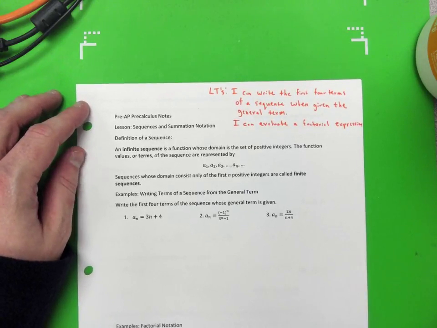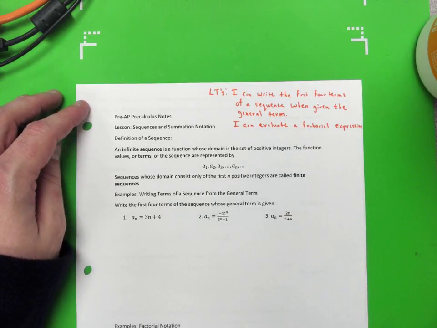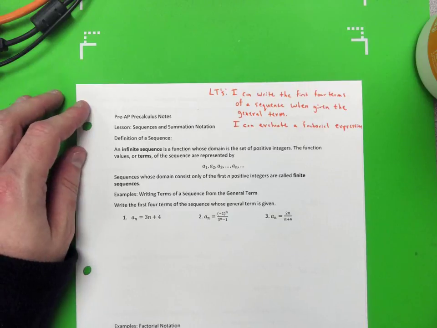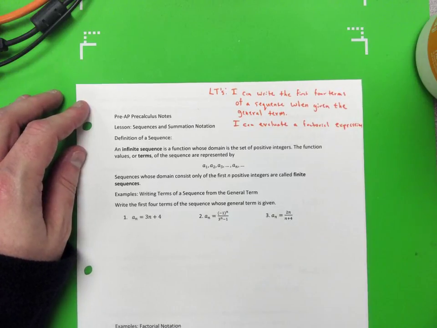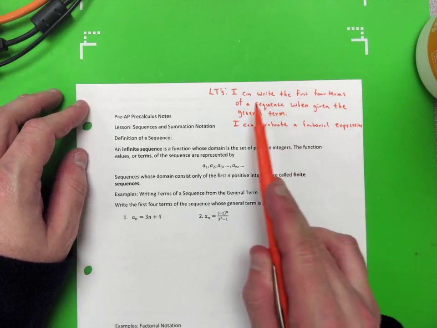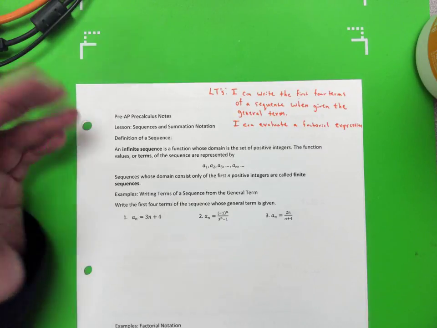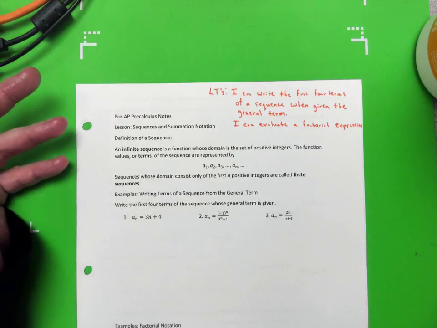Alright, let's look at our first learning target today. We're going to start a new unit on sequences and series. It's not as bad as conic sections, I promise you. Actually, you'll probably enjoy this unit. This will be our last unit before we start a unit about calculus, to get you ready for AP Cal. So our first learning target today is: I can write the first 4 terms of a sequence when given the general term. Starting off today, we're just talking about basically what a sequence is.